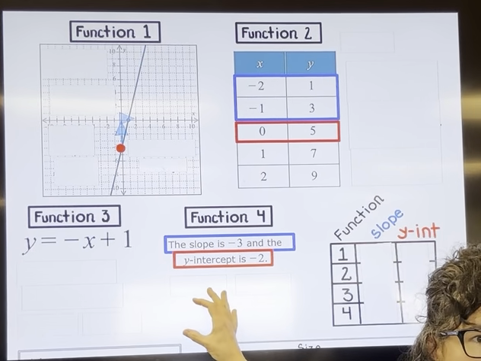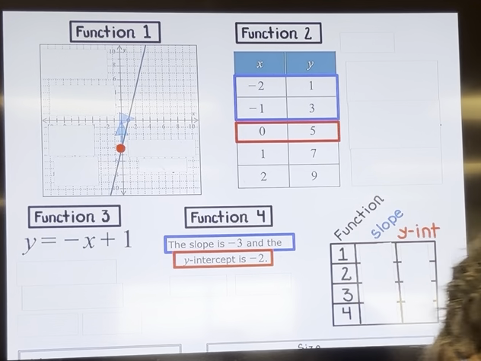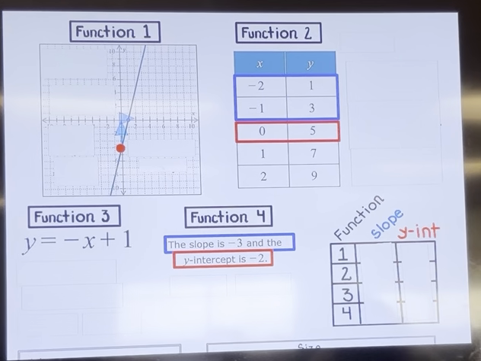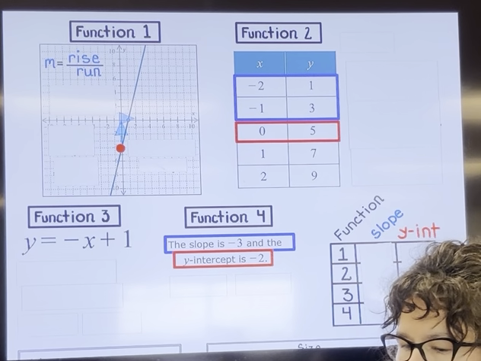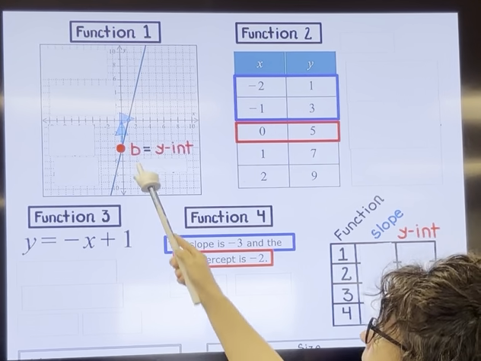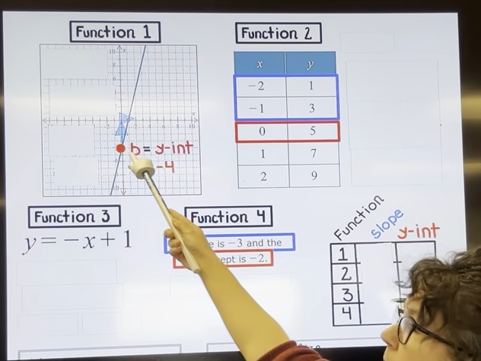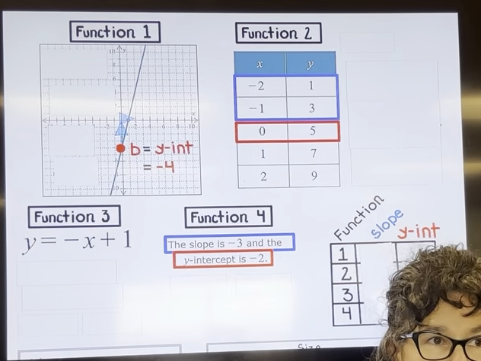Now, when it comes to the graph, wherever the line crosses the y-axis, that is my b value. So in this particular one, let me go backwards here. We're crossing the y-axis at -4. So I know my y-intercept in this one is -4.